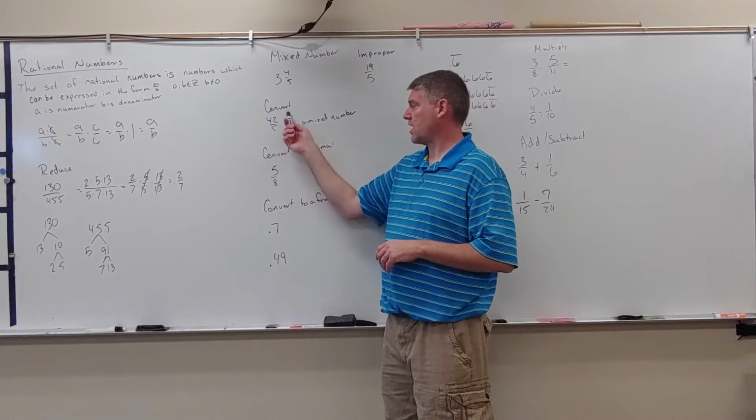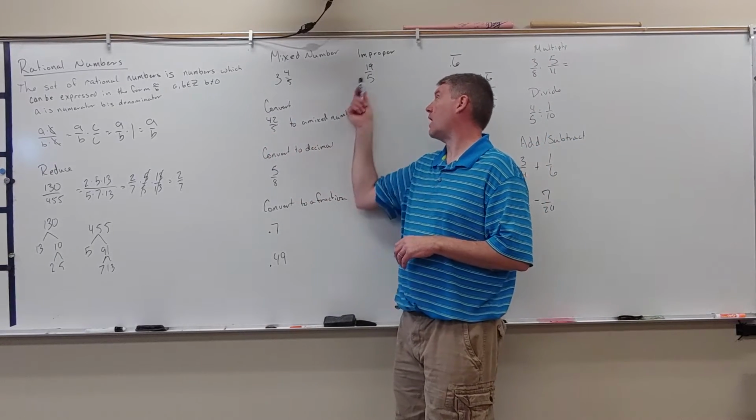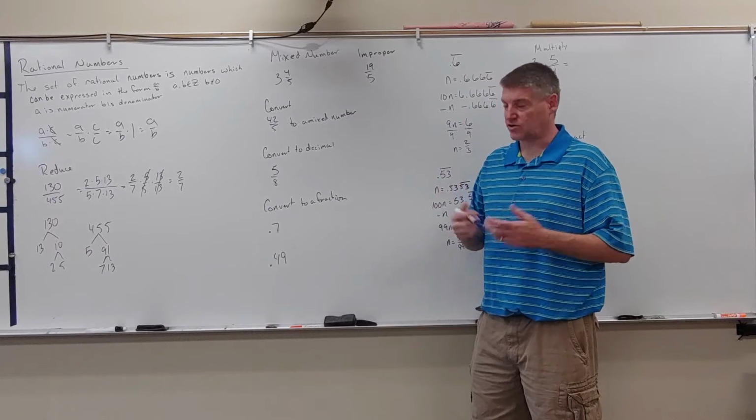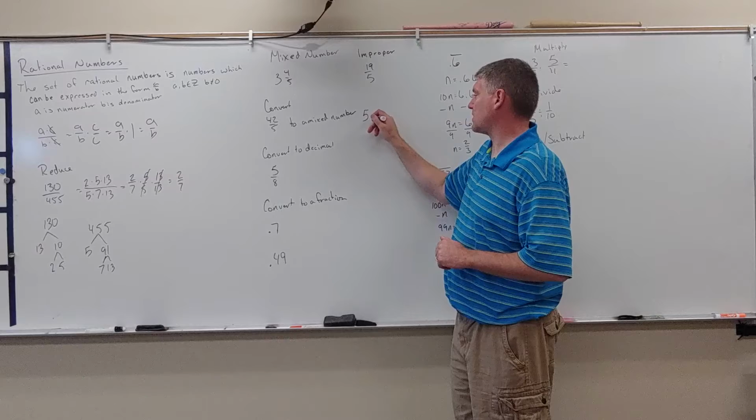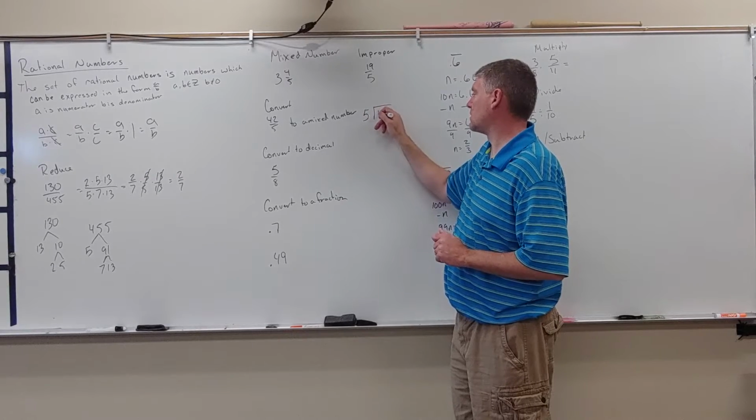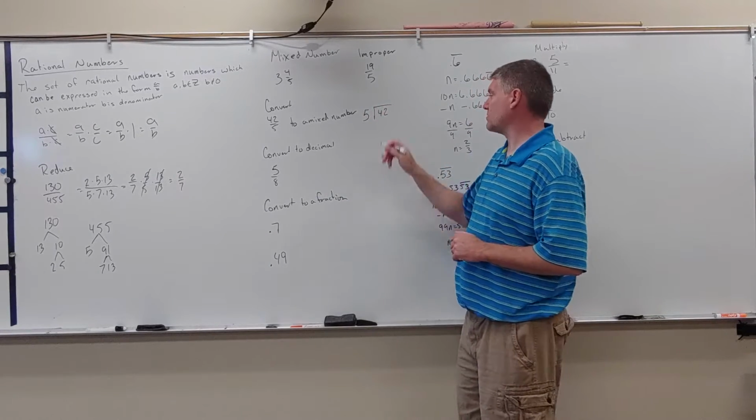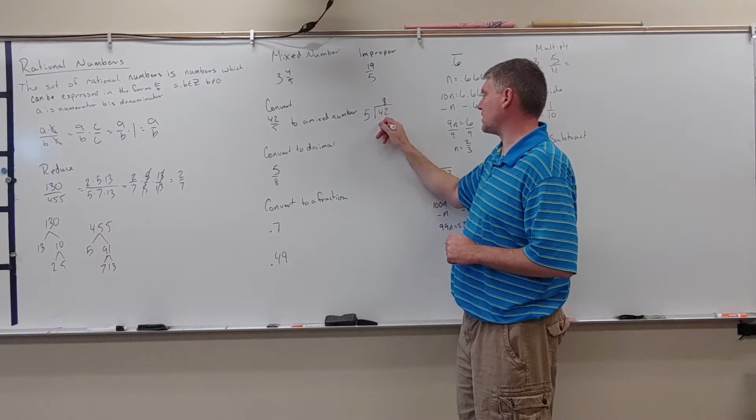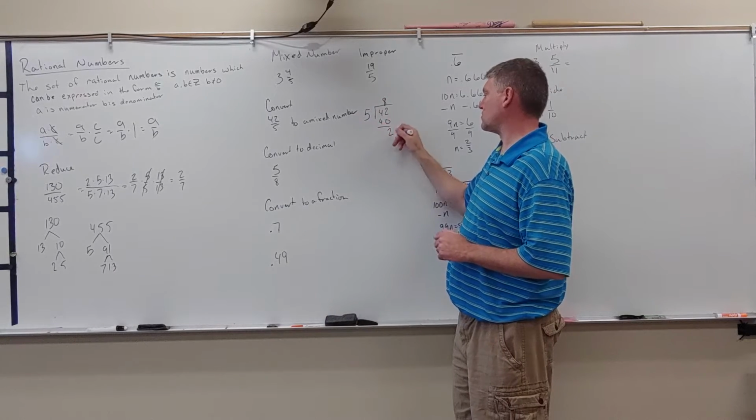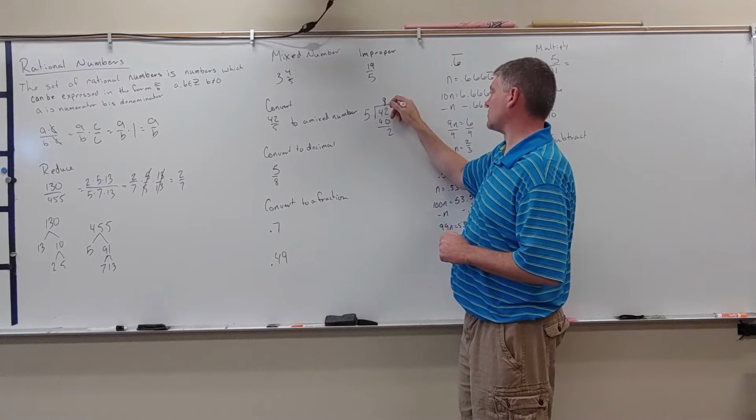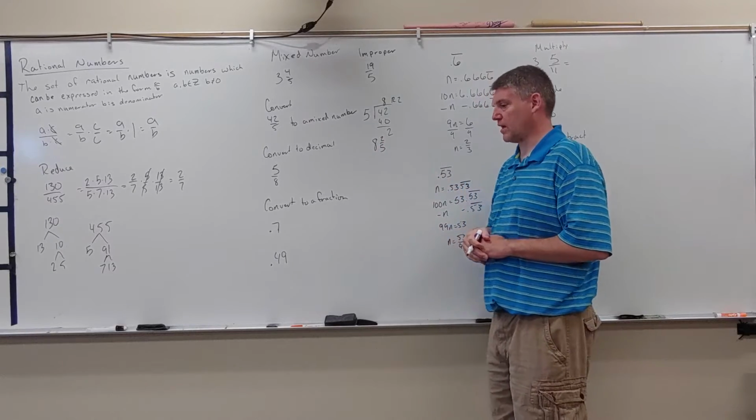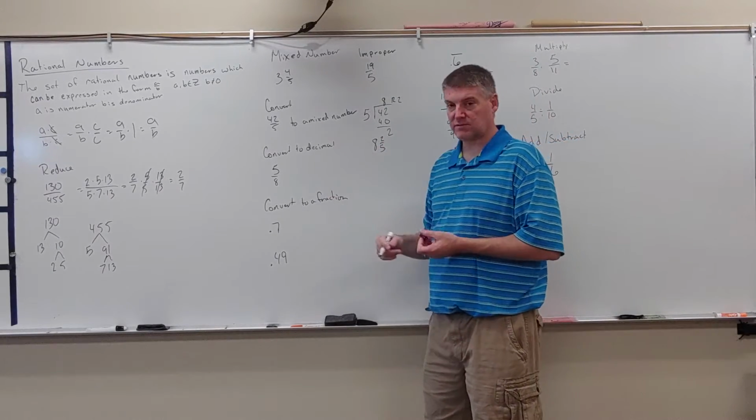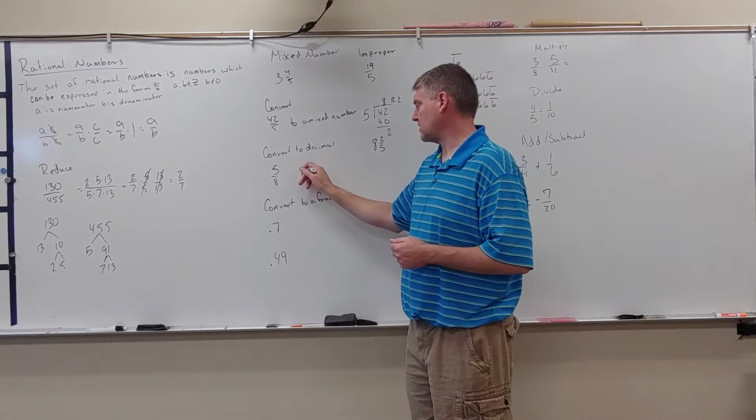So what we're going to do now is convert from an improper fraction to a mixed number. So what I'm going to do is I'm actually going to divide that out. Okay? And 5 goes into 42 8 times. This gives me 40. This is 2. 5 does not go into 2, so there's my remainder. So this becomes 8 2/5.